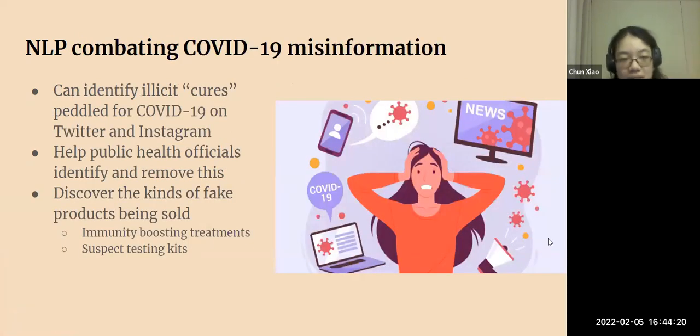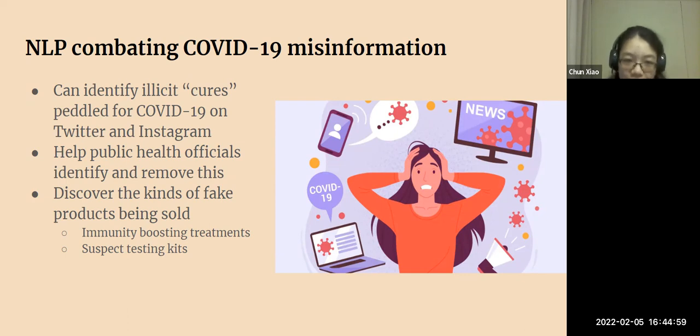Natural language processing can also combat COVID-19 misinformation. Like in the previous slide that I talked about, there was a COVID-19 bot that was combating misinformation by giving out actually reliable information to those who were asking it questions. It can identify illicit cures peddled for COVID-19 on Twitter and Instagram. So if there are scammers who want to sell you a cure for COVID-19 that is not actually legitimate, then it can identify these on Twitter and Instagram and alert authorities so that they can remove these products.